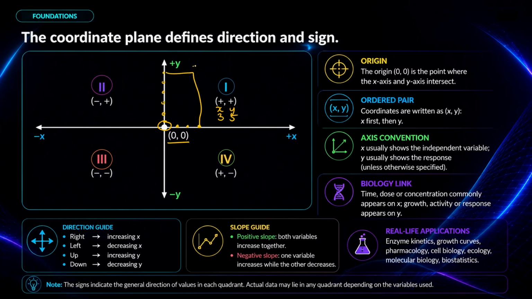The coordinate plane is divided into 4 quadrants. Quadrant 1 has positive x and positive y. Quadrant 2 has negative x and positive y. Quadrant 3 has both x and y negative. Quadrant 4 has positive x and negative y.